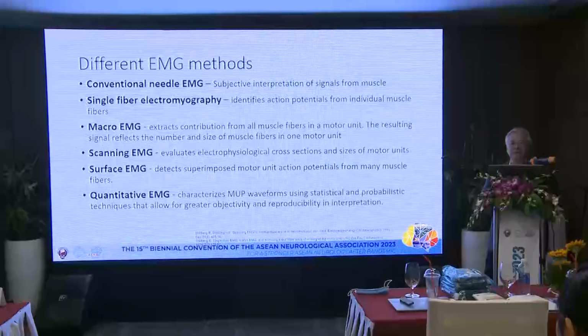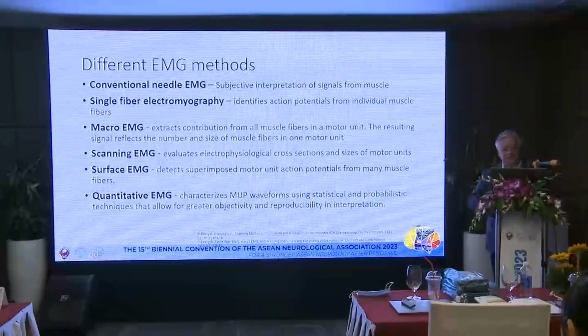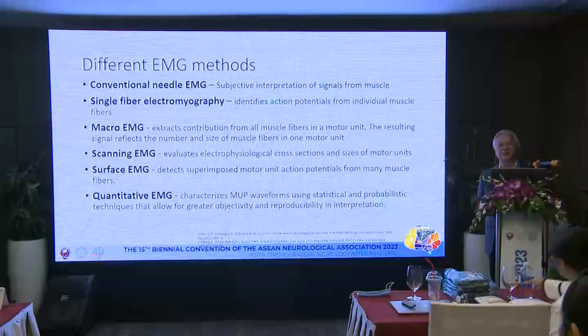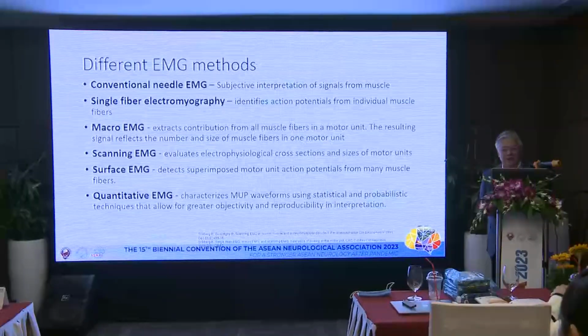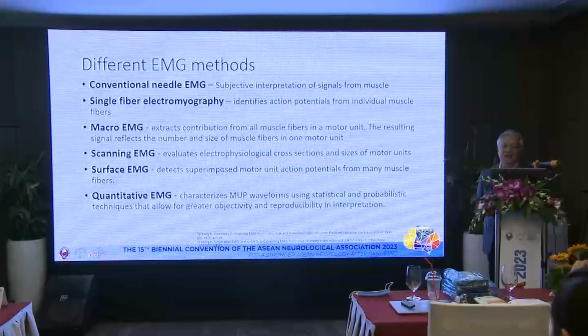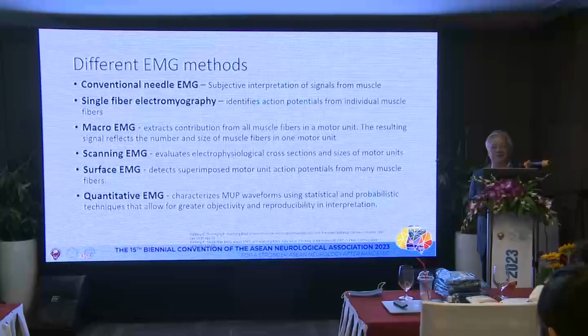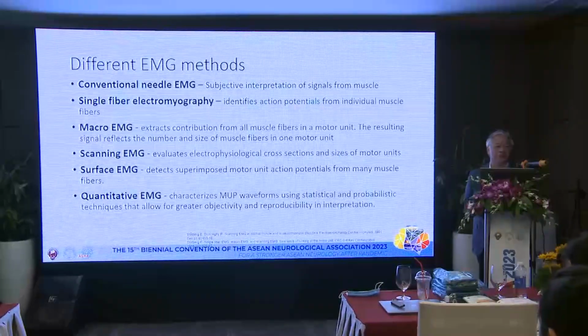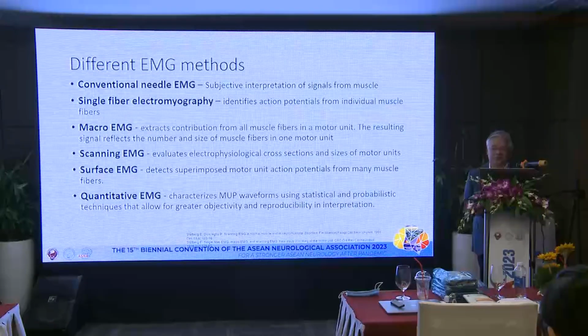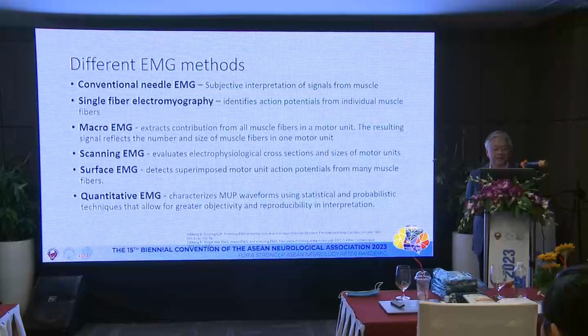Now, there's many different types of EMGs that have been developed over time. So the first line is the conventional needle EMG that you all do. And they give you interpretation of signals from muscle. And the drawback is it's fairly subjective. It's basically how you interpret the signal. And if you do this a long time, you can sort of tell. But if you're starting out, sometimes it's hard to tell normal from mildly neuropathic or mildly myopathic.